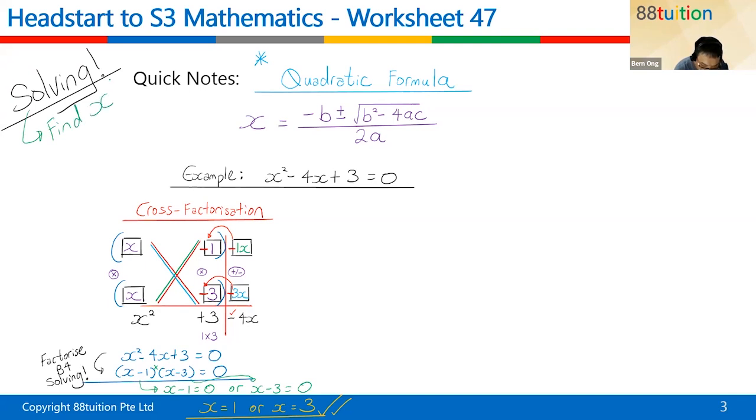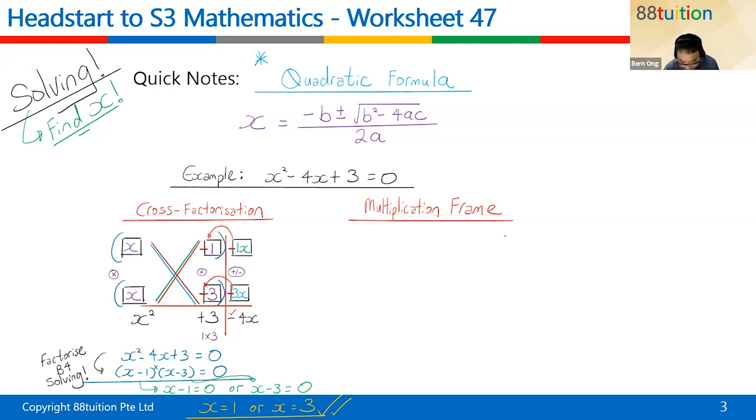Remember, Sec 2? This is your Sec 2 way of doing something called cross-factorization. Some of your old school teachers still use this method. Then your textbook shows you another method. It's called the multiplication frame. I don't know which method, because some of you like the multiplication frame, then go and use that method. Some of you like the cross-factorization, then use that method. So your choice.